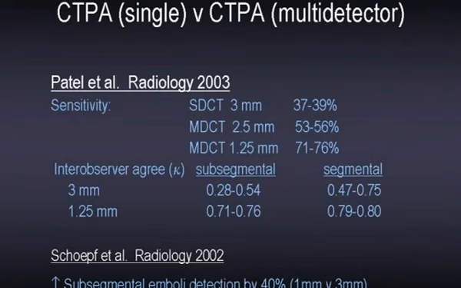And this has now been demonstrated in several studies that show that as we reduce the reconstruction interval and thickness from 3 to 1.25 millimeters, we increase our sensitivity. This is also demonstrated in a separate study demonstrating increased subsegmental detection by 40%. And of course, as we reduce our thickness, we also improve our inter-observer agreement.